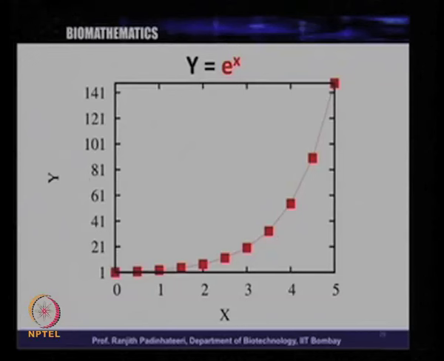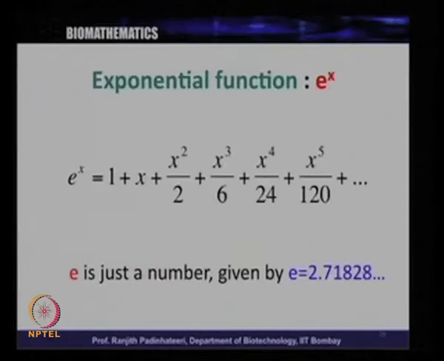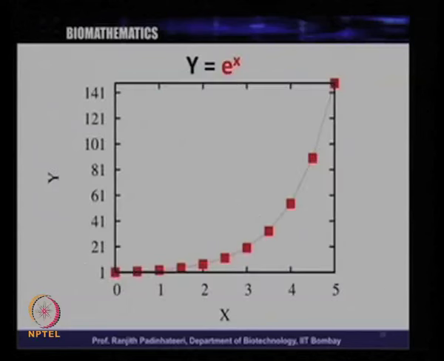Each of these points represents some pair of values. For example, when x equals 0, e power x is 1. As we saw in the previous slide, if you put x equal to 0 everywhere, every term is 0, and you have just 1. So, at x equal to 0, e power x is 1.